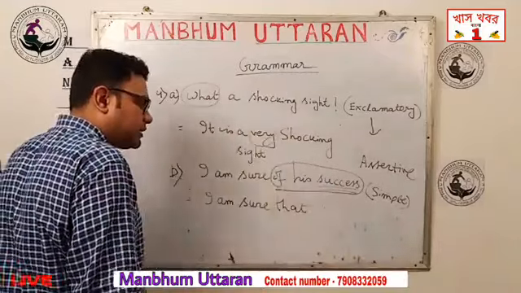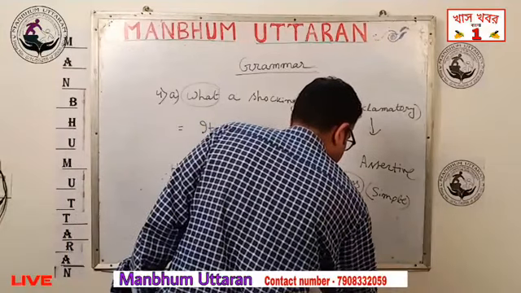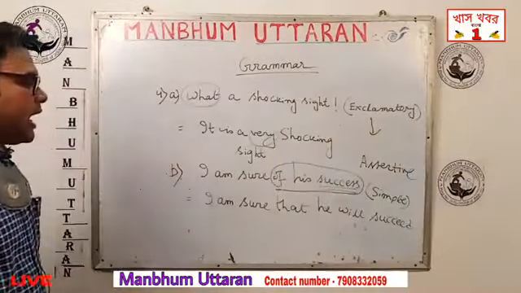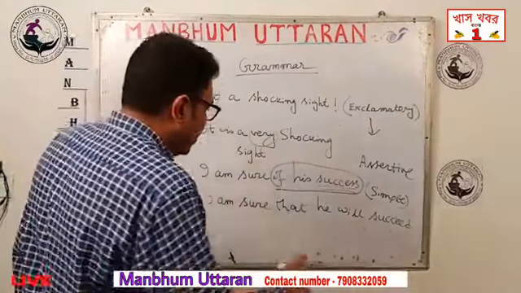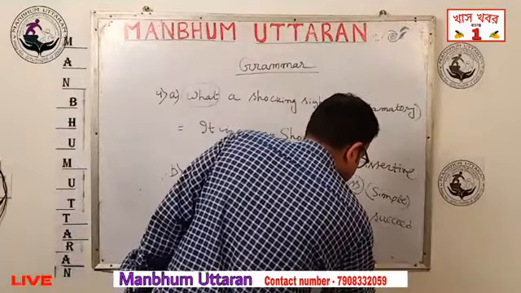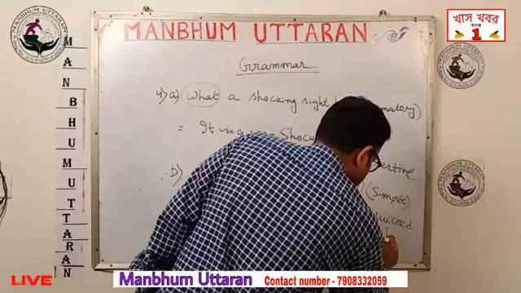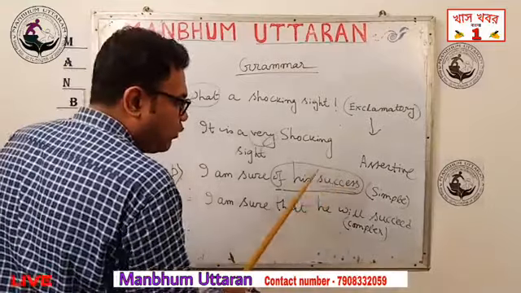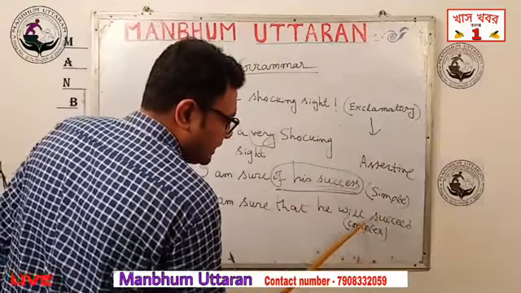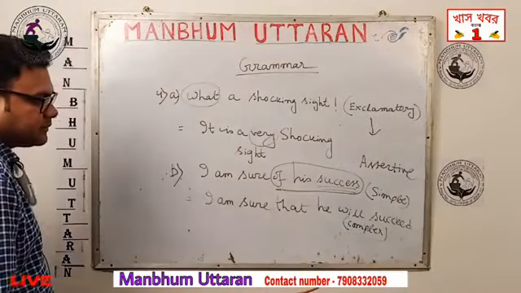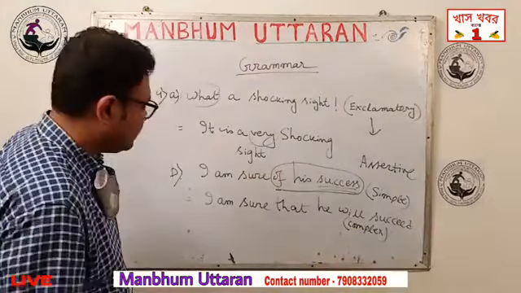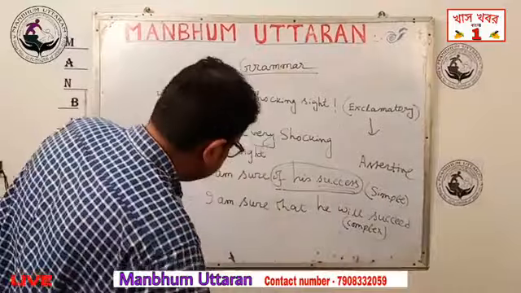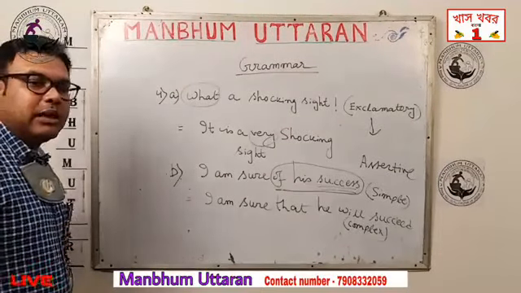I'm sure that he will succeed. I am sure that he will succeed. So generally this is a complex sentence. We have success, it is a noun, we have transformed it into a verb, that is succeed. Let us come to number C.